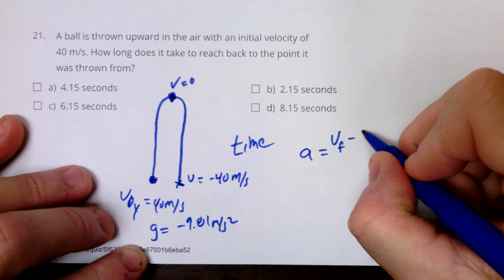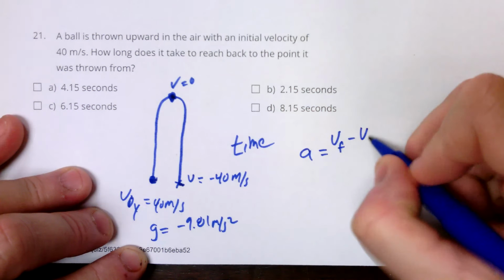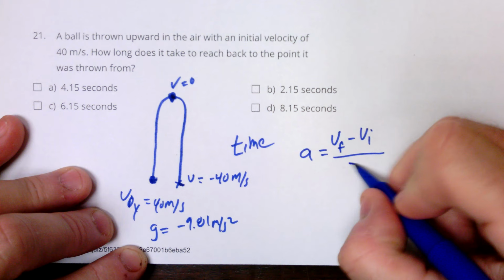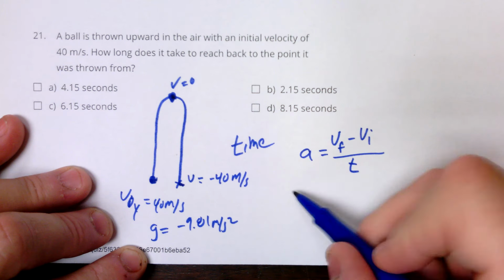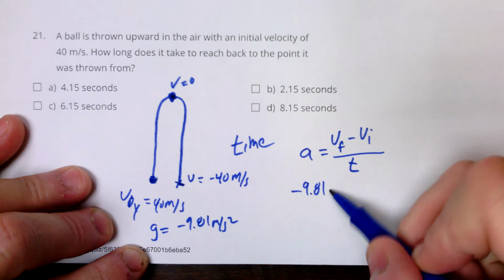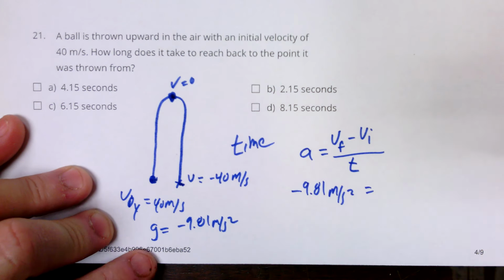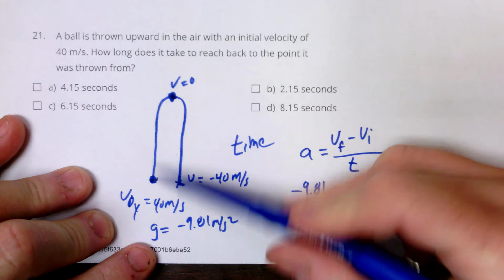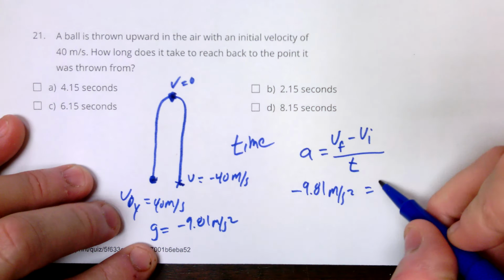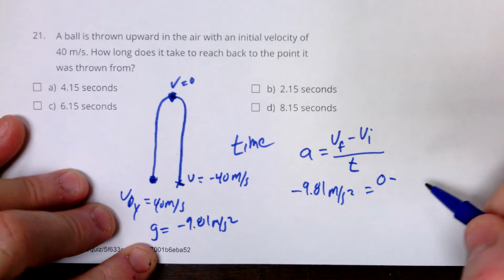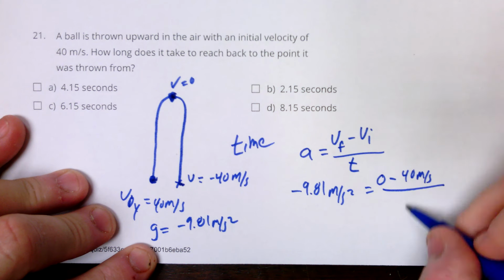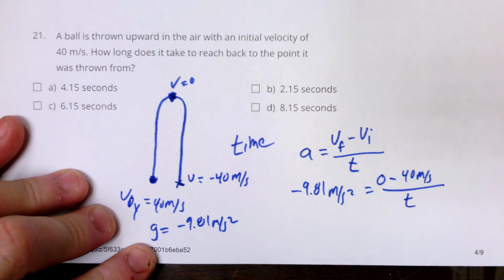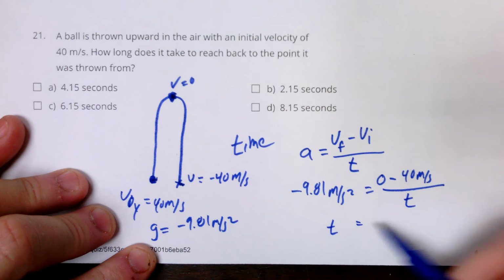And you'll have to pardon me because I like final and initial. There's a time. Do we know what the acceleration of the ball is from here to here? Yes, we do. It's negative 9.81 meters per second squared. Do we know what the final velocity is from here to here? Yep, it is 0. The initial velocity was 40 meters per second. And we can rework this and solve for time.